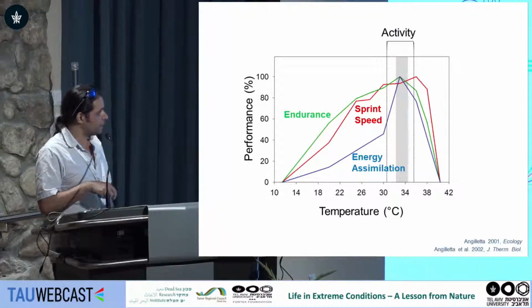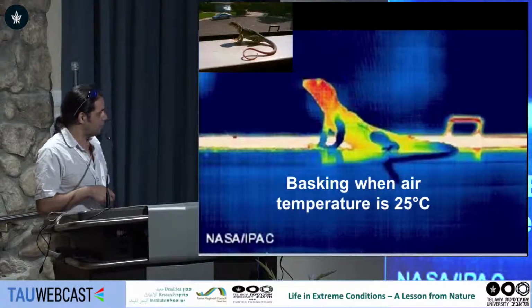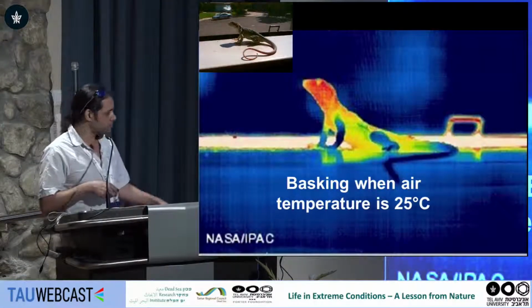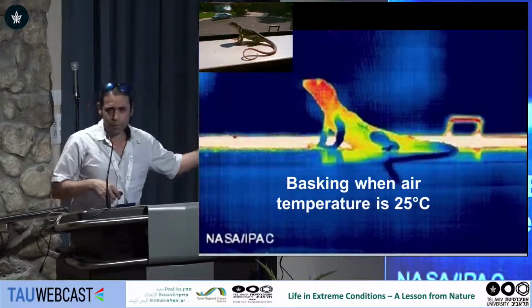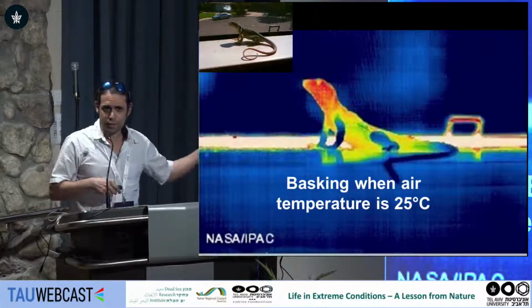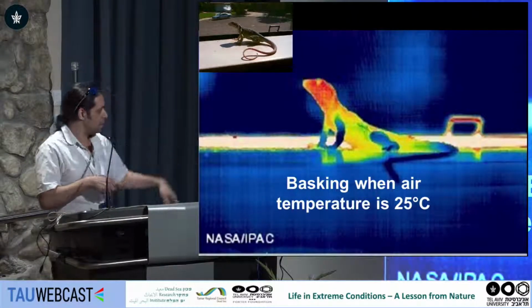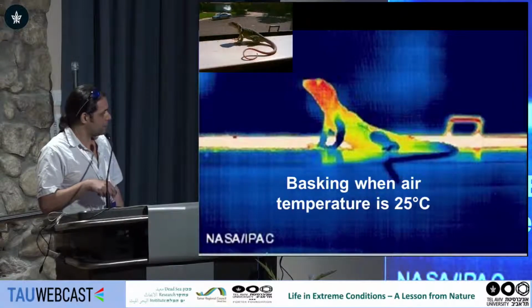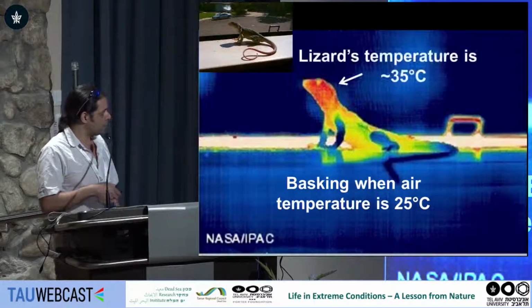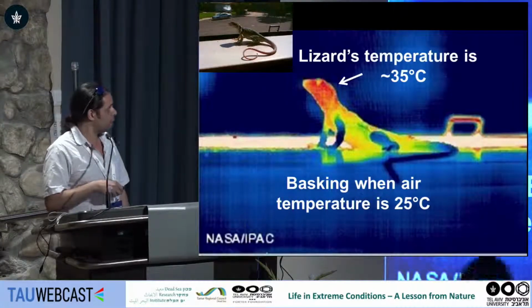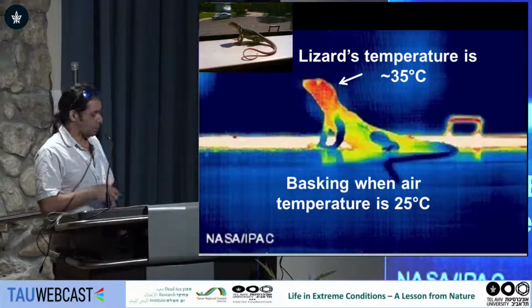We can take all this data and put it in a simulation. And you can see in this picture that the body temperature of lizards is not the air temperature. Right? You can see the big difference here. The air temperature is 25 degrees, and the lizard temperature is 35 degrees. This is the lizard in a real picture.